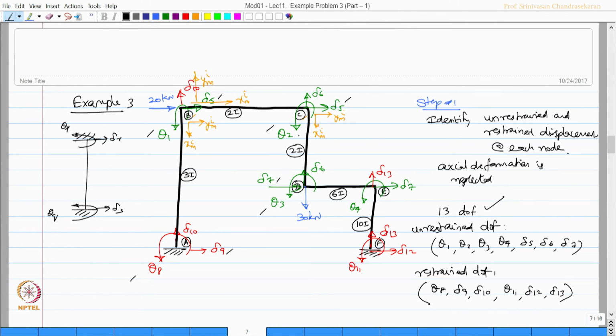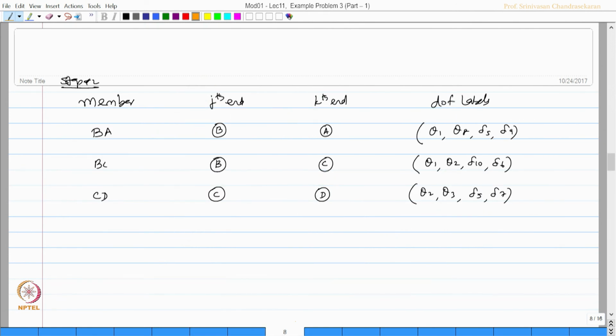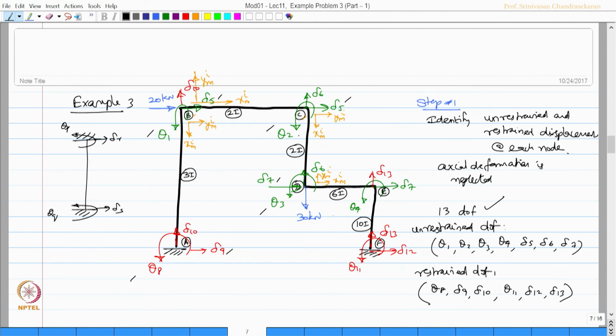Okay. Let us do for the member DE. This is the orientation which is xm and this is ym. So, D and E, theta 3, theta 4 and delta 6 and 13, correct. So, let us do that here. So, for the member DE, D and E are the ends and the labels are theta 3, theta 4, delta 6 and delta 13. You can see here theta 3, theta 4, delta 6 and delta 13.